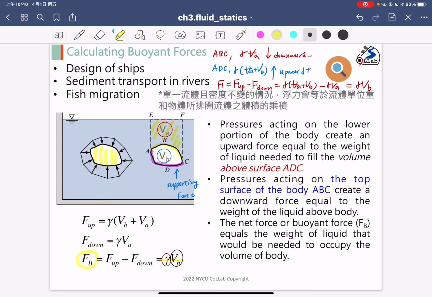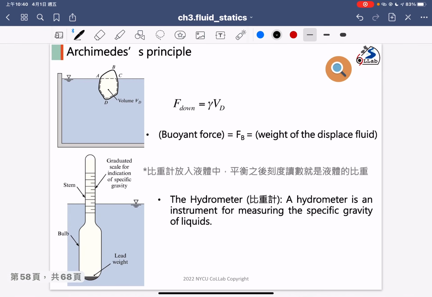So the displaced volume is equal to VB. We call VB the displaced volume. So the buoyancy force only depends on gamma, the liquid you use, and the second is the displaced volume you have. So FB is equal to gamma multiplied by VB. This just summarizes the final terms here.